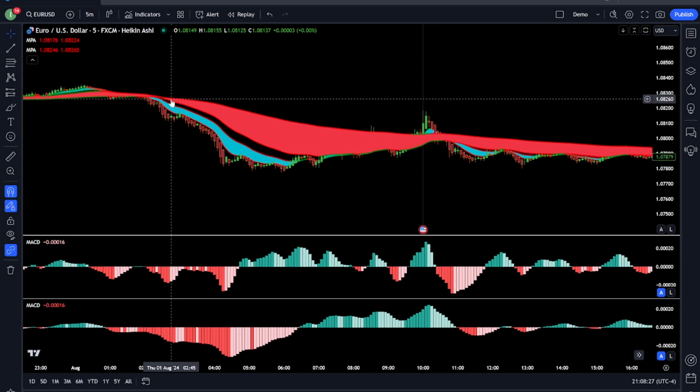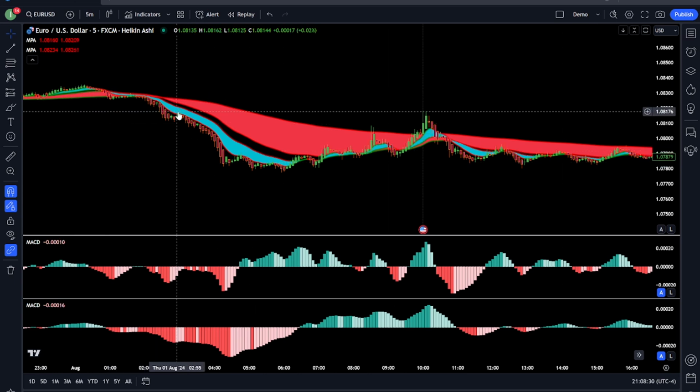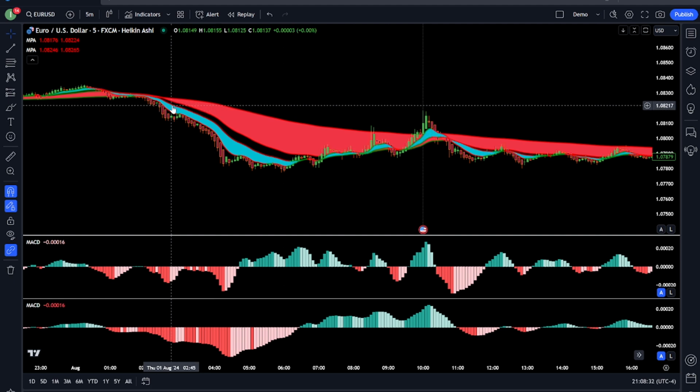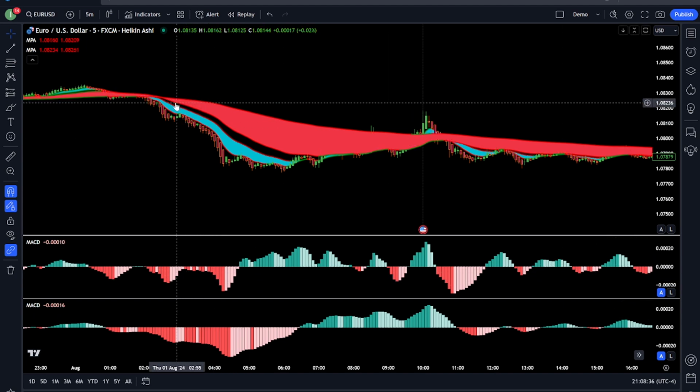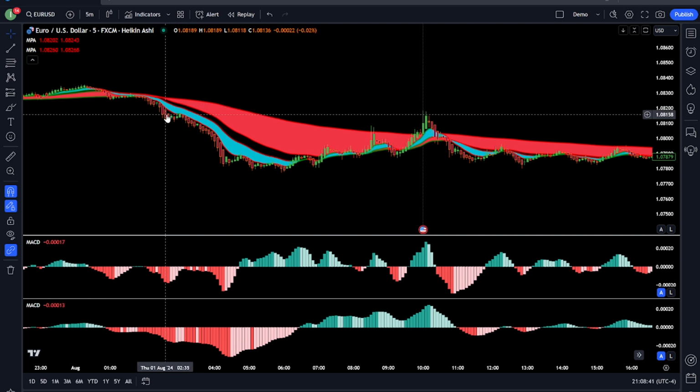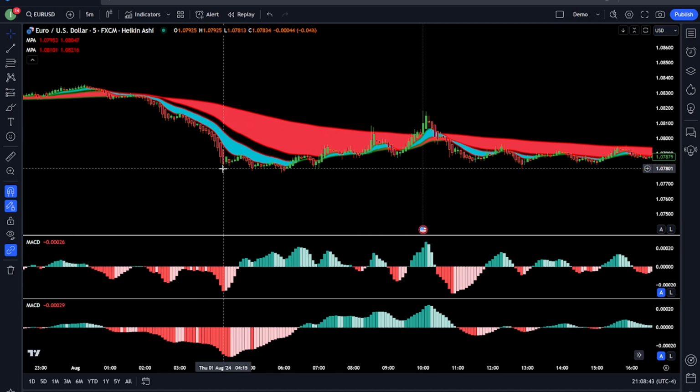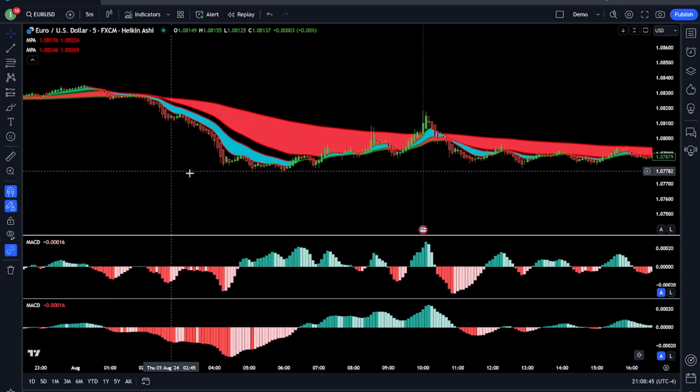You see this red cloud on the top, blue cloud at the bottom, and there's a gap between them. At the same time, both the MACDs are red. So you'll make an entry here, anywhere like this candle, maybe this candle. So, a successful short entry there.